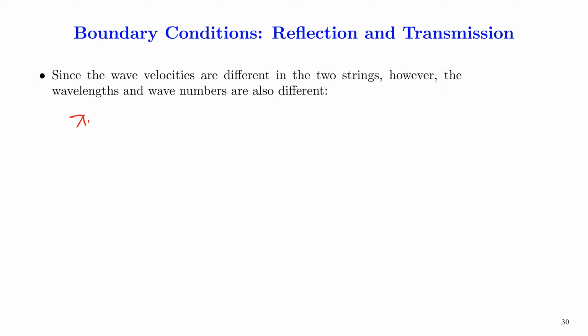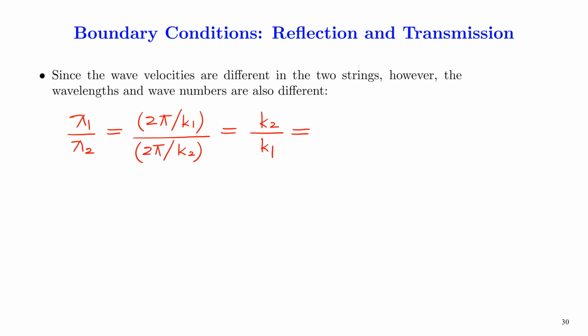The ratio of the wavelengths lambda 1 over lambda 2, in terms of the wave number, is 2 pi over k1 divided by 2 pi over k2, and this is equal to k2 over k1. In terms of the velocities, we can write the wave number as omega over v2 and omega over v1. Therefore, this will be equal to v1 over v2.